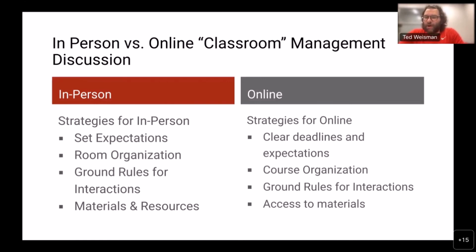In person, there's room organization: how do you organize the classroom to promote the most interaction? When you have a large class of 100, you don't have a whole lot of options, but with a smaller class, are you putting people side by side? Are they facing each other? Are they facing you? For course organization, this is where your modules come into play. This is how you've organized your files and the content within your course. Next, you have ground rules for interactions. Do you have people raise their hand? Is it open forum?